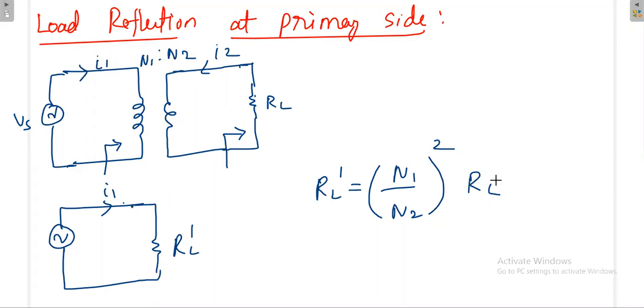In the next class we'll solve a few problems based on this formula. Then we'll go to the transients. With this I will stop. If you have any doubt, you can ask.